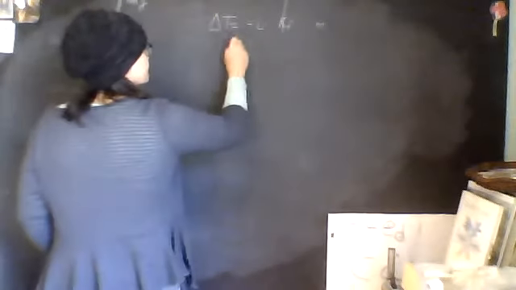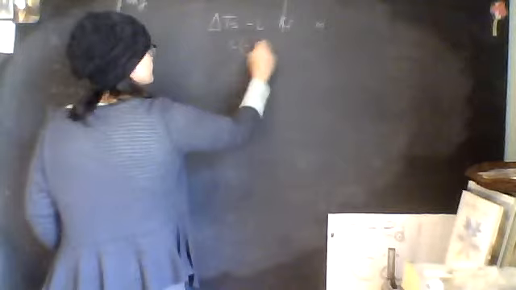So here we have Mg(OH)2. What does that tell us about the number of ions that are going to be present when it dissolves? There's going to be 3 of them. So the i is going to be 3, right? Yeah.